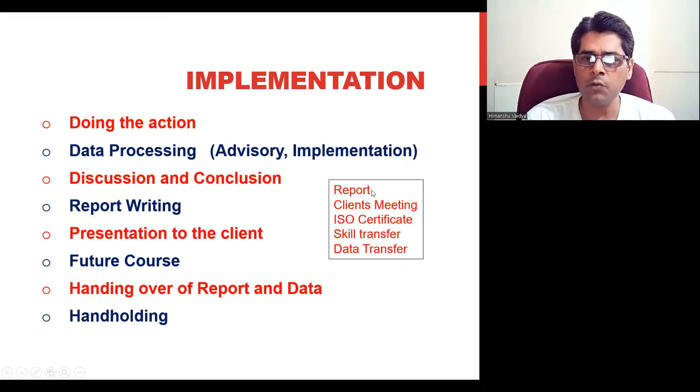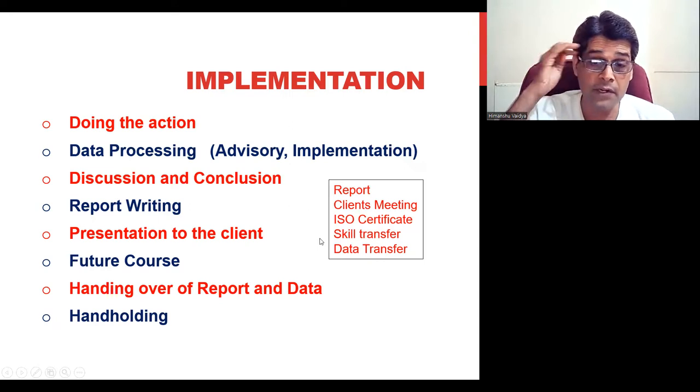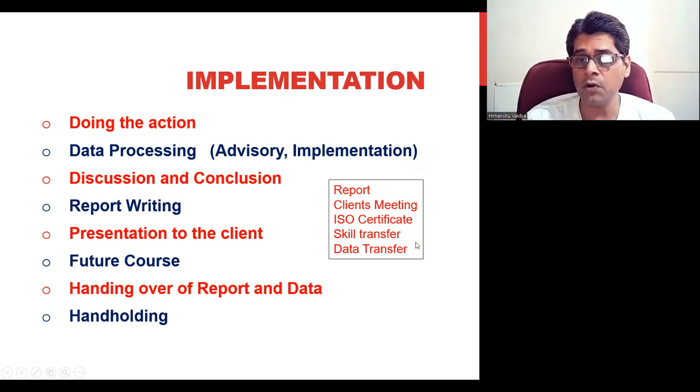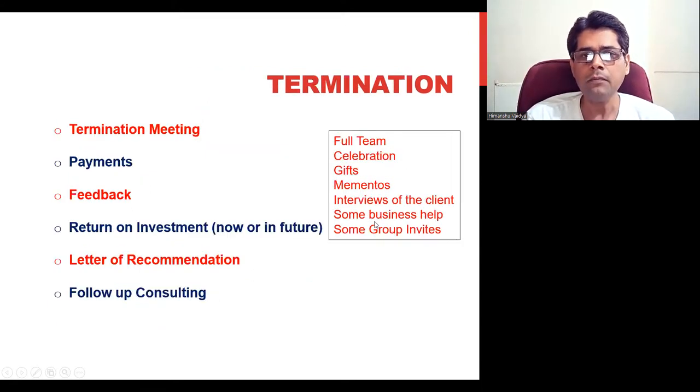If a report has to be submitted, you submit the report. If a client wants a meeting with somebody, you arrange that meeting. If it's an ISO certificate to be achieved, you make sure ISO certificate is achieved. Skill transfer to be done, you ensure it is done. Data transfer, you ensure the data transfer. So whatever be the deliverable, whatever be the assignment, you make sure that is done with the end of the implementation process.